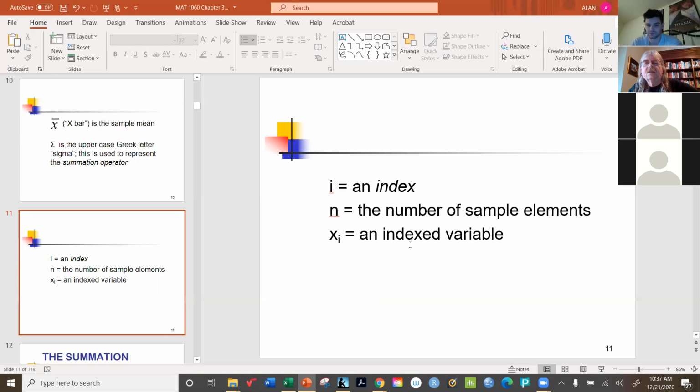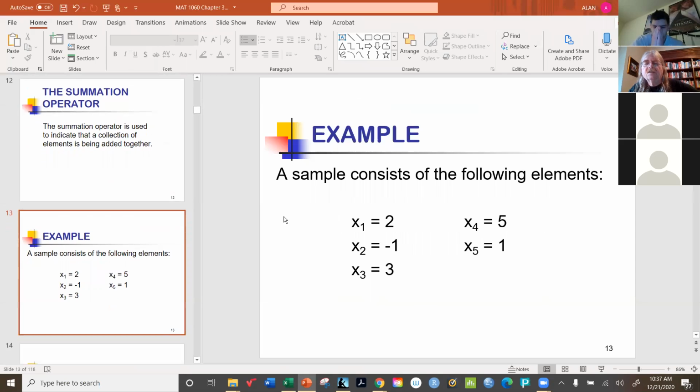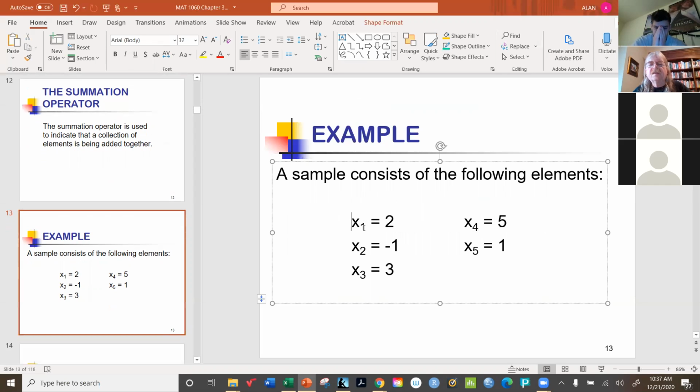All right, so what is it being used for? Well, of course, we're going to add together some elements. So let's say we have a sample that has 5 elements in it. You can see they're numbered. The indexes range from 1 to 5. Here's the 1, 2, 3, 4, 5. And those are their values.